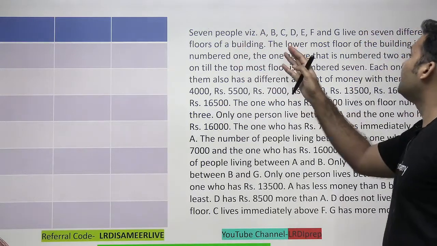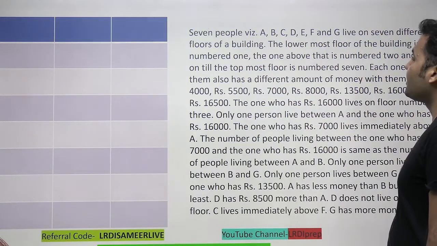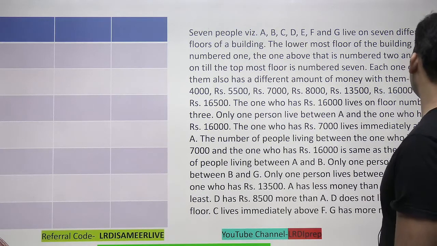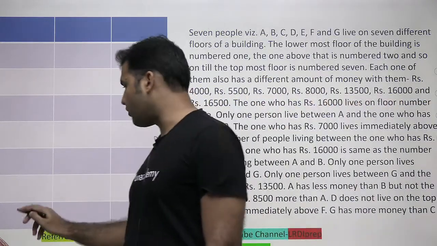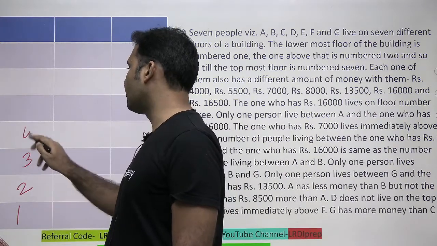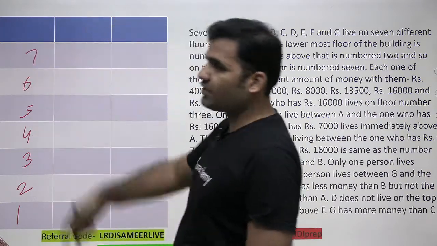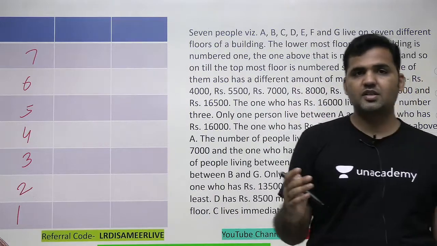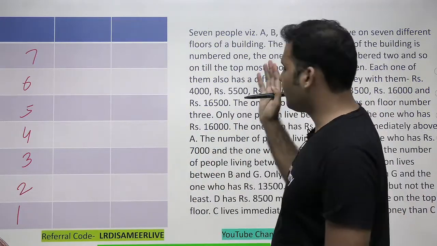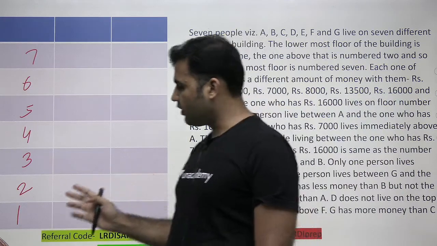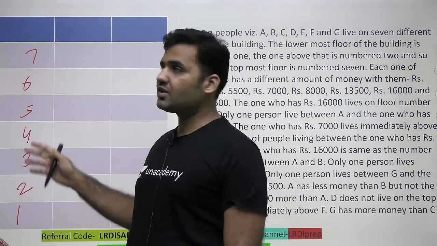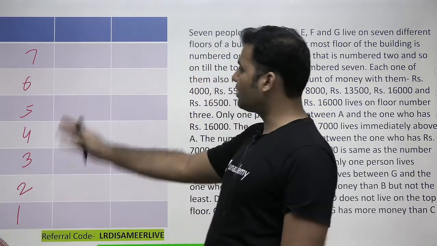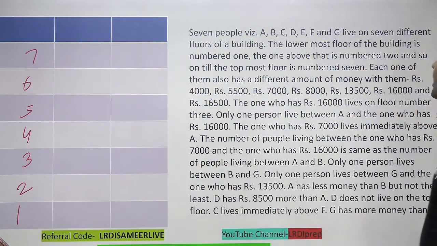7 people, A, B, C, D, E, F, and G live on 7 different floors of a building. So I have 7 floors, 1, 2, 3, 4, 5, 6, 7. Whenever you're solving a floor-based reasoning, it's the standard information that the lowest floor is called floor number 1, and then the second one is called floor number 2, and so on. So start from 1 to 7, write down all the numbers from bottom to top, 1 to 7, and then just quickly go through this information.